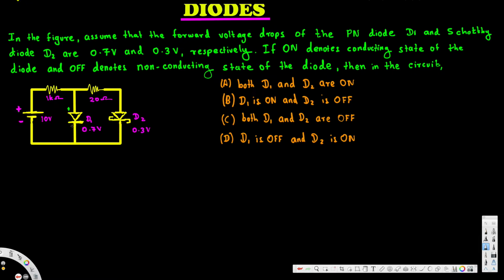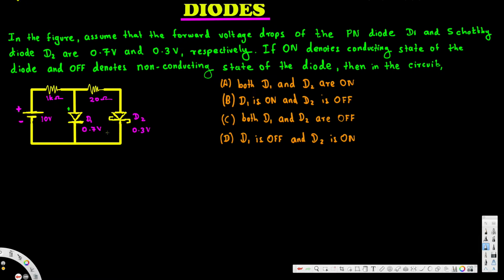So here we have to find out which diode is going to be on and which diode is going to be off, or both of them are on or both of them are off. Now let's see what's going to happen. Here they are giving the cut-in voltage. This cut-in voltage is basically whenever we have a voltage above this one applied to the anode side of this diode, it's going to turn on, right? That's what this cut-in voltage represents.